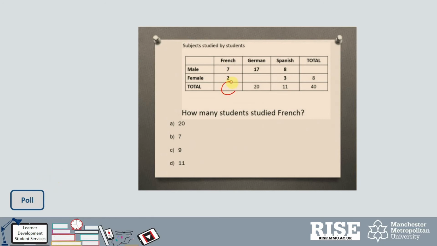This time I need to find the total for French. I know there were 7 males and 2 females, so I'm going to add them to make 9 students choosing French.